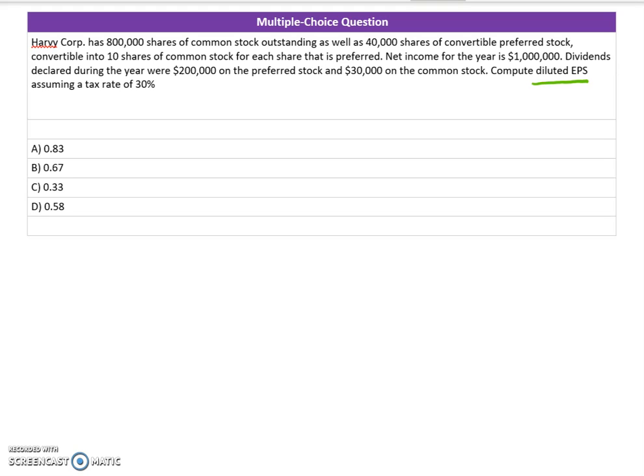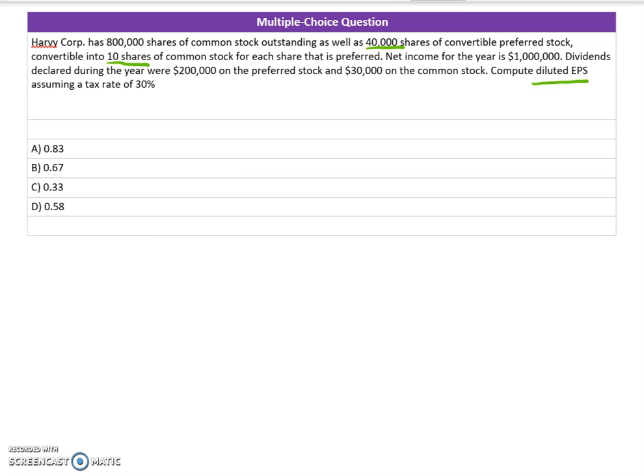So it's not always the case that a company has only common stock issued and outstanding. Sometimes there's preferred stock, there's warrants, there's options, just a bunch of crazy things that are also in addition to the common stock. So we need to calculate this EPS with the assumption that we are converting into those additional common stock. So we have 40,000 shares of convertible preferred stock that is converted into 10 shares of common stock.